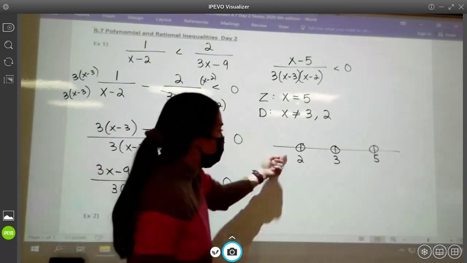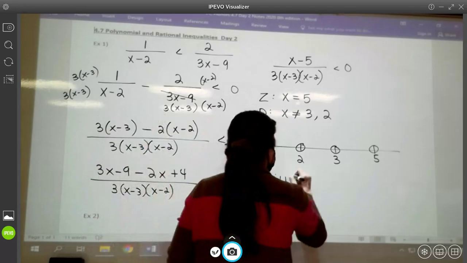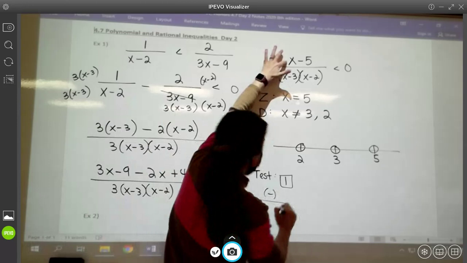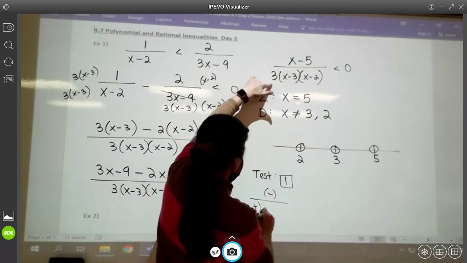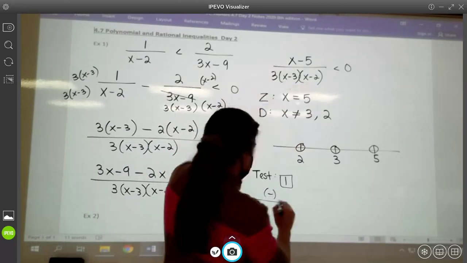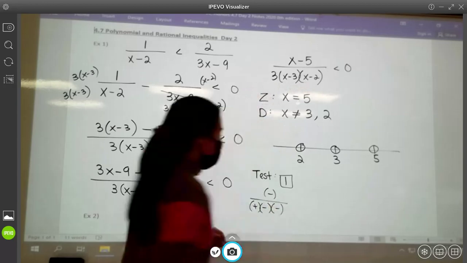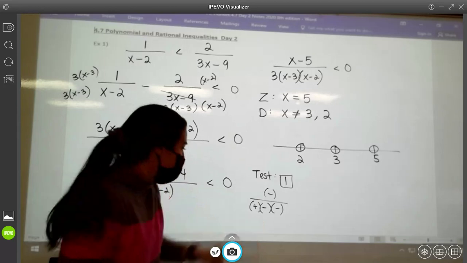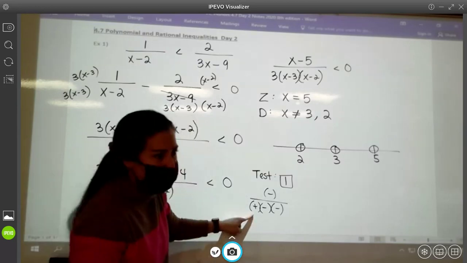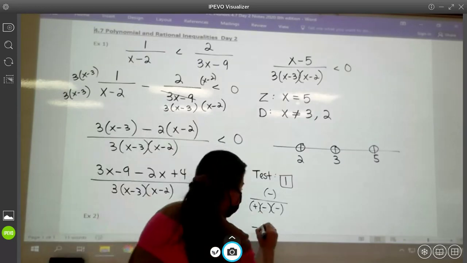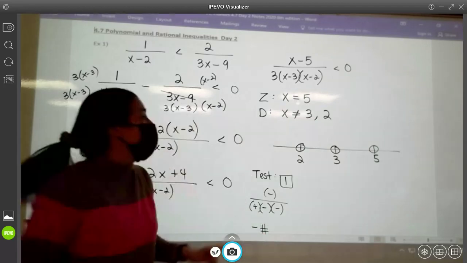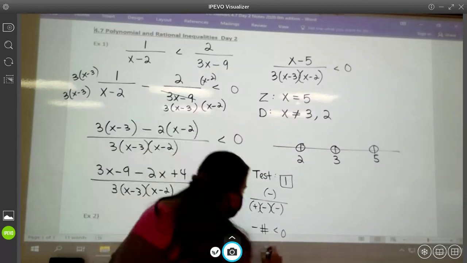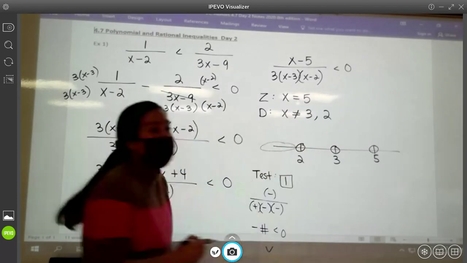All right, so I'm going to go with 1. So if I plug 1 in, that's going to be a negative number over a positive over a negative and a negative. So guys, that's going to be a negative number over a positive number, which will end negative. And then will a negative number make this true? Will a negative number be a number less than 0? Yes, it will. So these are good intervals of x.